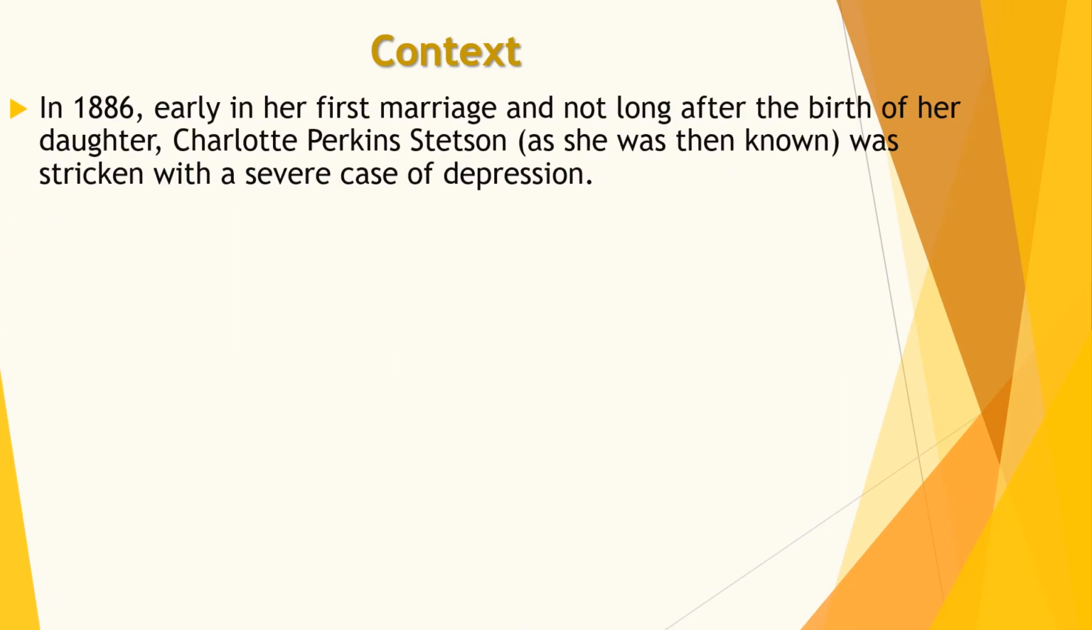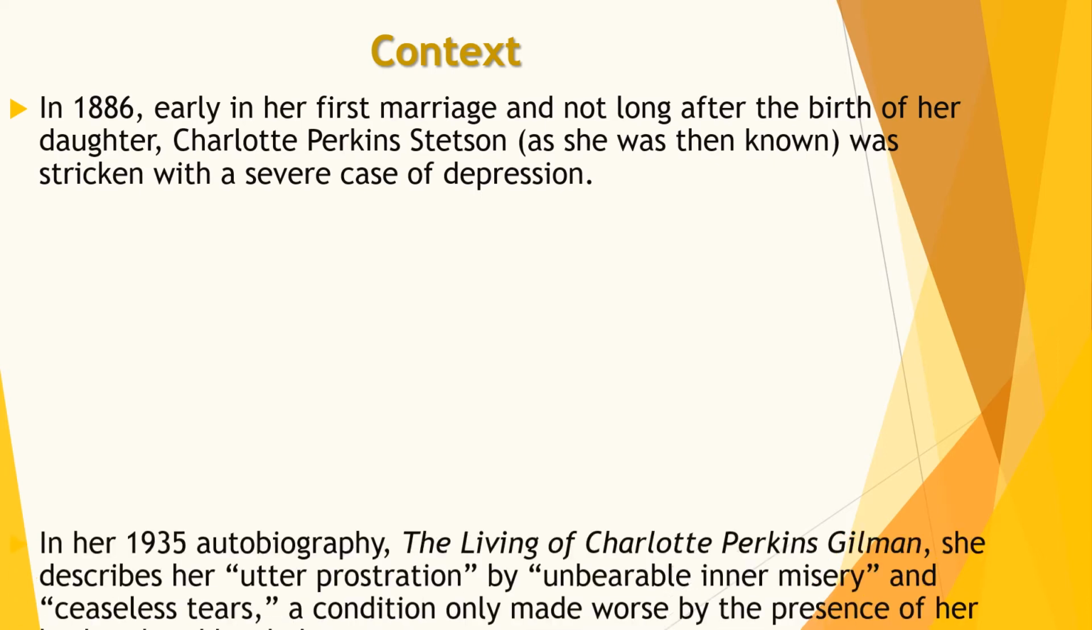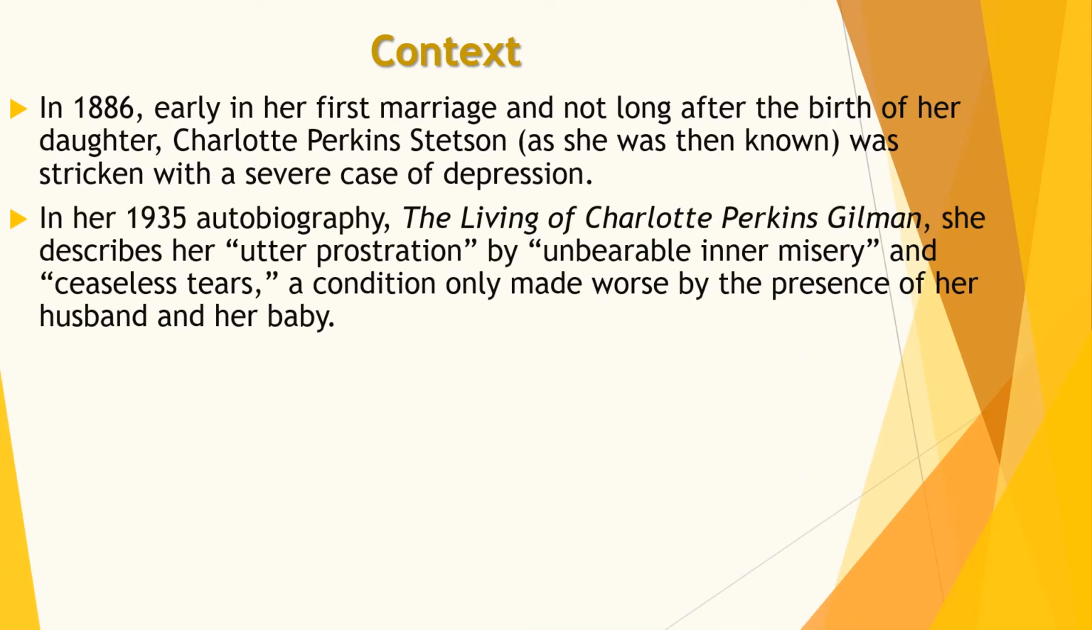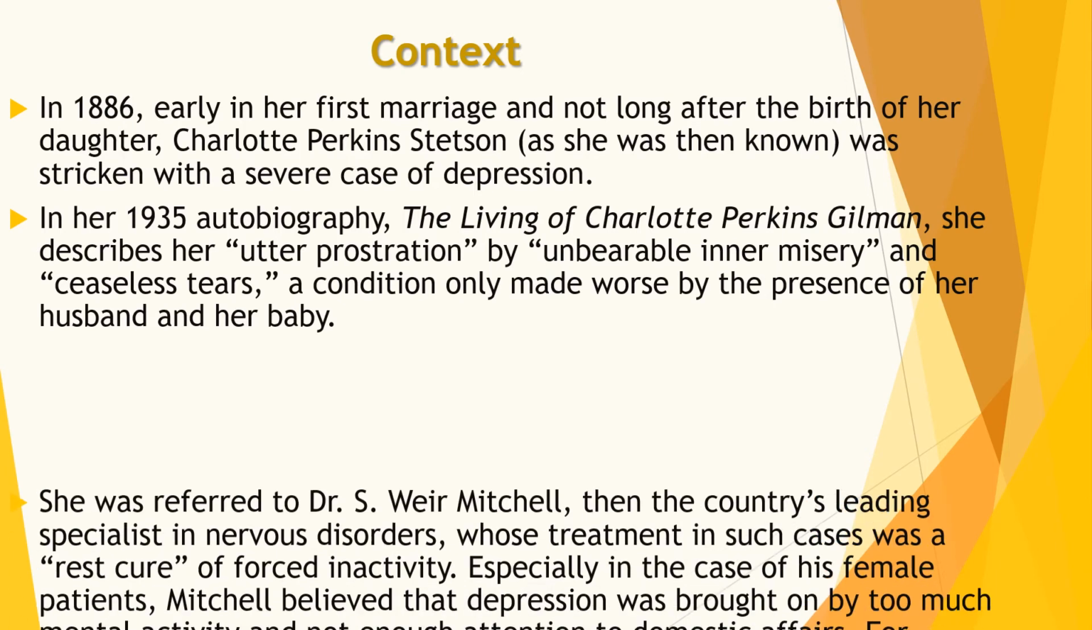In 1886, early in her first marriage and not long after the birth of her daughter, Charlotte Perkins Stetson, as she was then known, was stricken with a severe case of depression. In her 1935 autobiography, The Living of Charlotte Perkins Gilman, she describes her utter prostration by unbearable inner misery. Now, prostration is when you cannot get up, you have no energy, and she says this was caused by unbearable inner misery and ceaseless tears, meaning tears that would not stop, a condition only made worse by the presence of her husband and her baby.